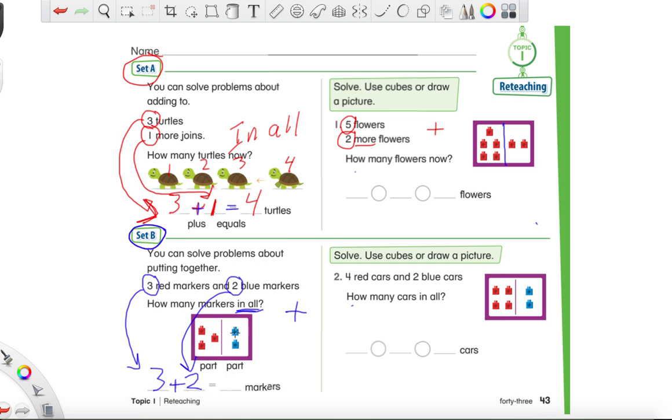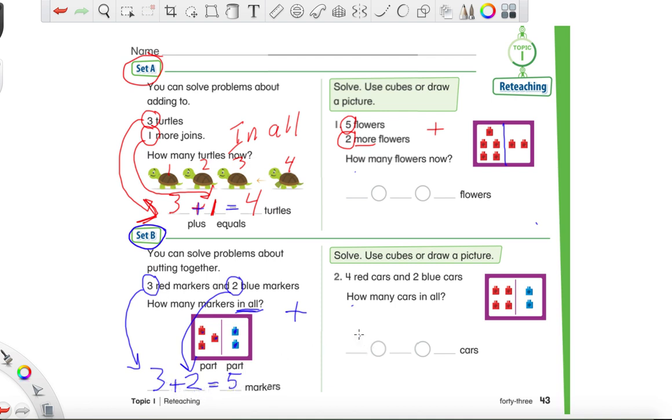Okay, and look, we have 2 blue cubes. We make our equal sign because we cannot put an answer without the epic equal sign. We just can't. And all we do now is count how many cubes all together. 1, 2, 3, 4, and 5. So 3 plus 2 equals 5.